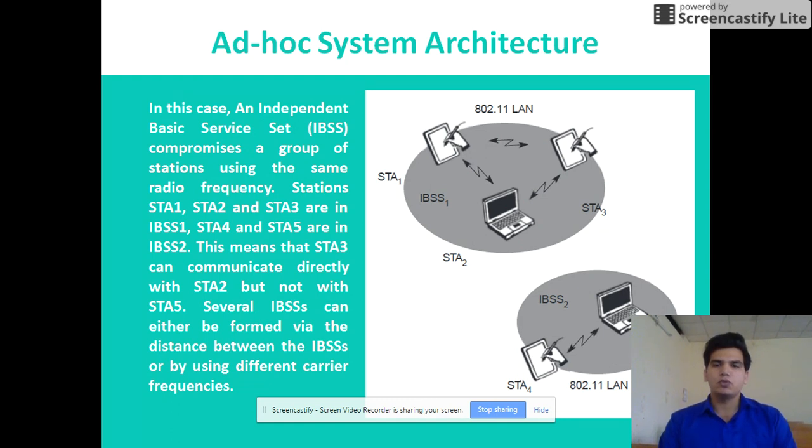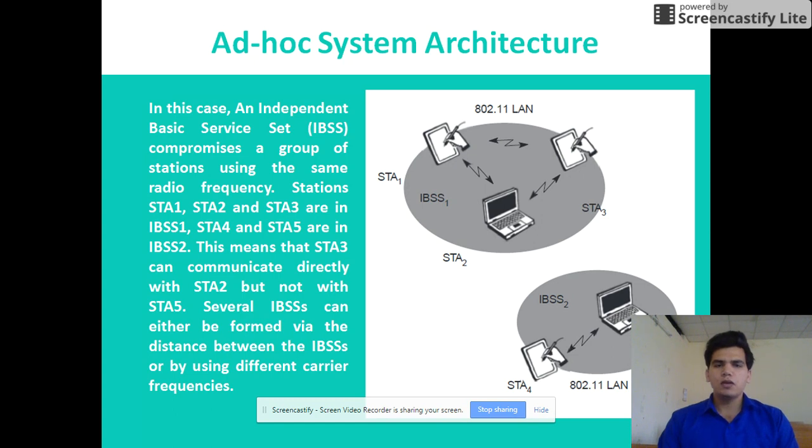Now, another one is the ad hoc system architecture. As you can see in this figure, we don't have any distribution system or portal to connect with other devices. We have IBSS here. IBSS means independent basic service set, that is a basic service set which is independent of other basic service sets. They are not connected directly. As you can see in the figure, one IBSS has three stations and another IBSS has two stations, and they don't have any direct link with each other. STA1 can communicate with STA3 directly but cannot communicate directly with STA5, which is in another IBSS.